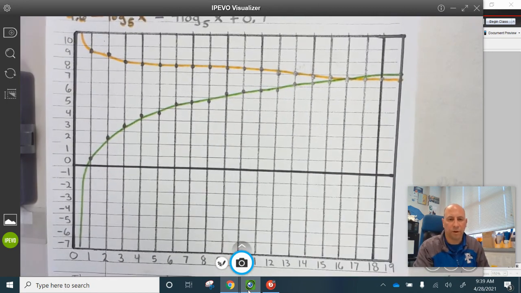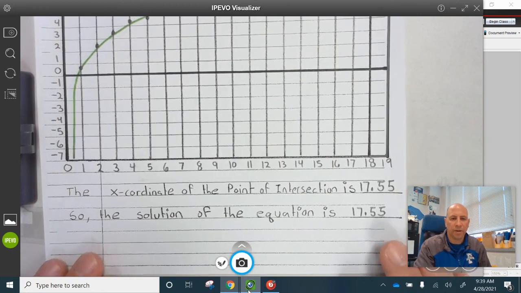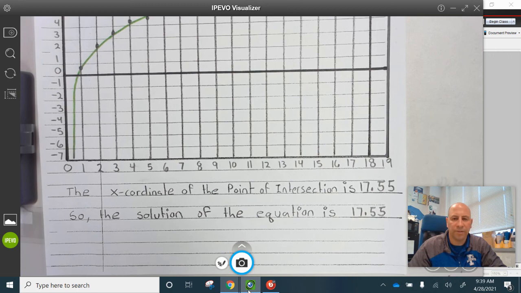Okay, so there's your graph. The x-coordinate of the point of intersection is 17.55. So the solution of the equation is 17.55.